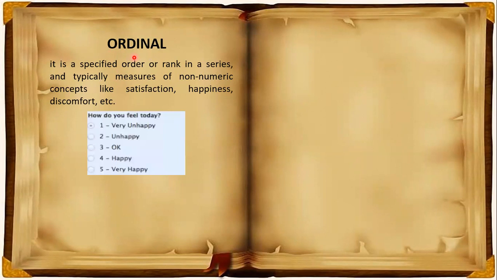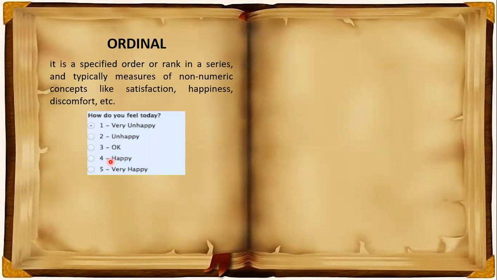Let's have an example. So we have here, how do you feel today? So we have here for 1, very unhappy. For 2, unhappy. For 3, it's okay. And number 4, I'm happy. And number 5, very happy.